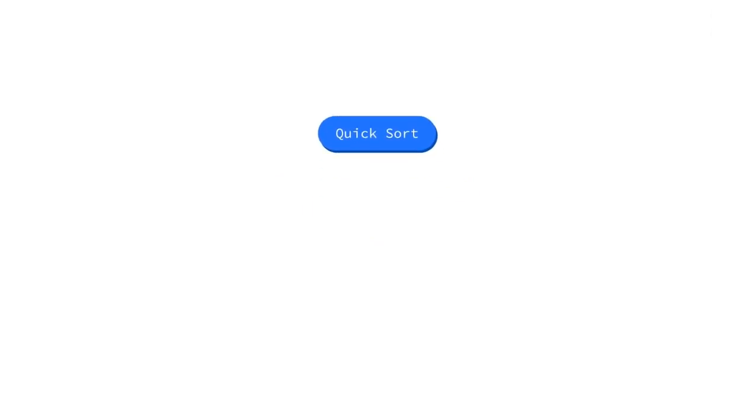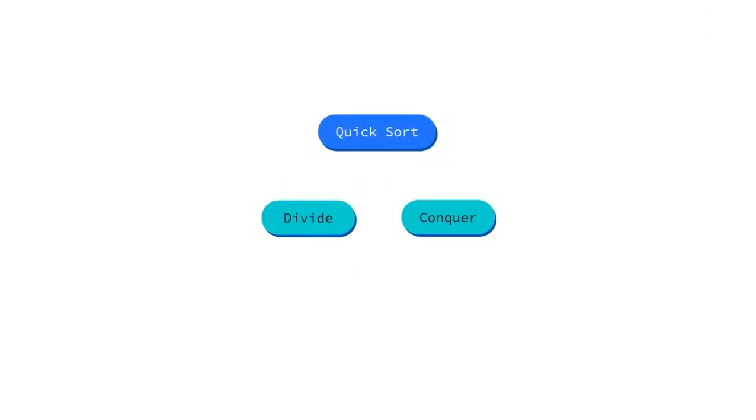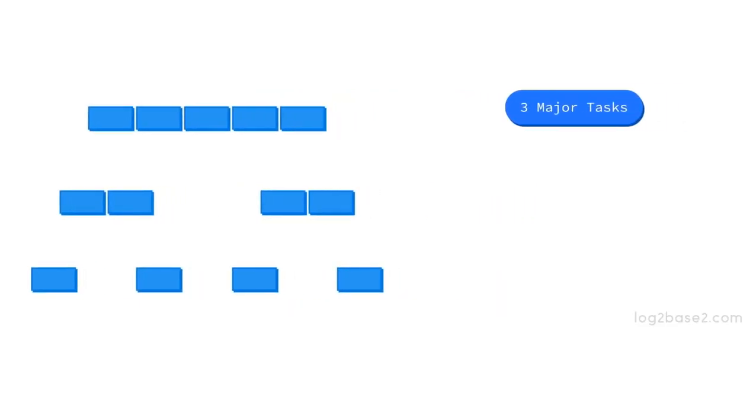So quicksort is a divide and conquer algorithm. It divides a large array into smaller sub-arrays and then it will recursively sort the sub-arrays. There are three major tasks in quicksort algorithm. First is pivot element selection, then the partition function, and finally applying the above process recursively to all the subarrays.